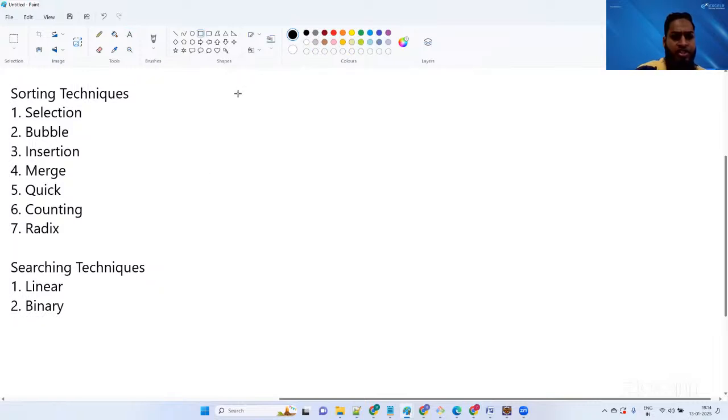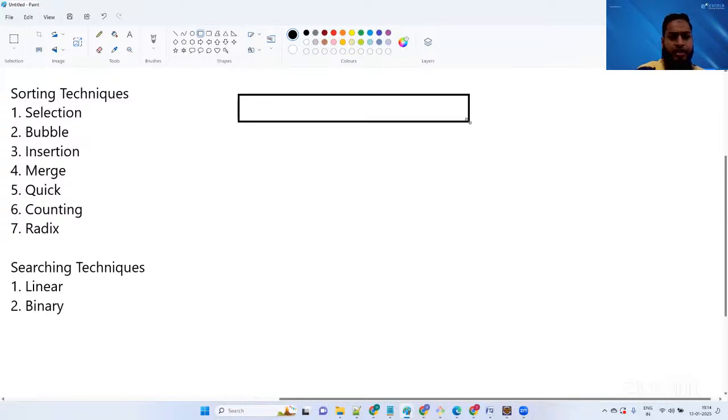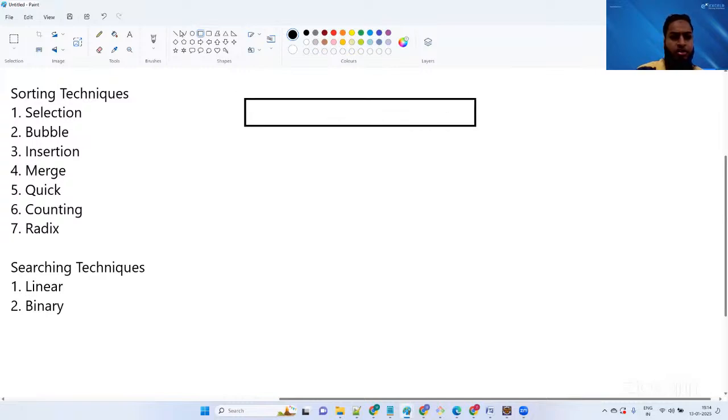I'll start with the first sorting technique, called selection sort. I'll share the animation version also, and then we'll do the programming on them, and some programming questions later on. So if this is my array and I have random numbers stored in it, let's take 6, 7, 2, 5, 3.